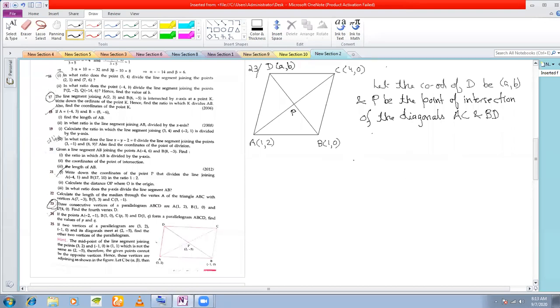Okay, so what you do is you put here (a, b). And now see that we shall use the property that the diagonals of a parallelogram bisect each other. Now that means this length must be equal to this length. Also this length must be equal to this length. So consider the length AC. Now P is the midpoint of AC.